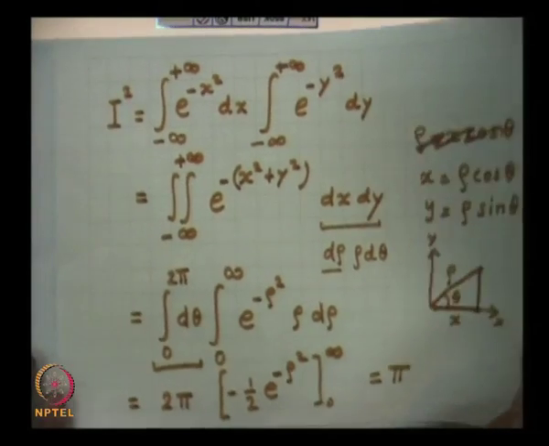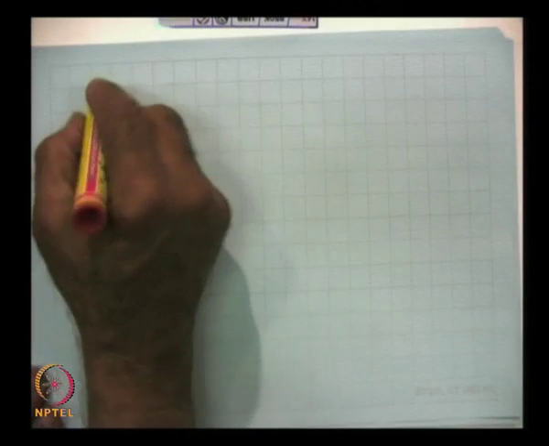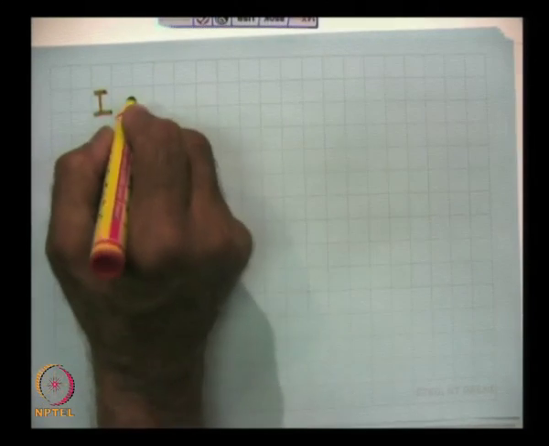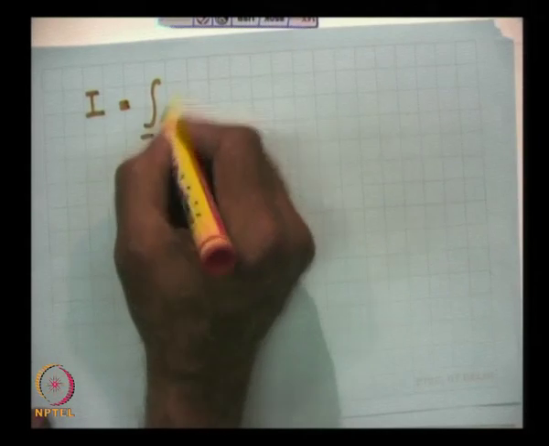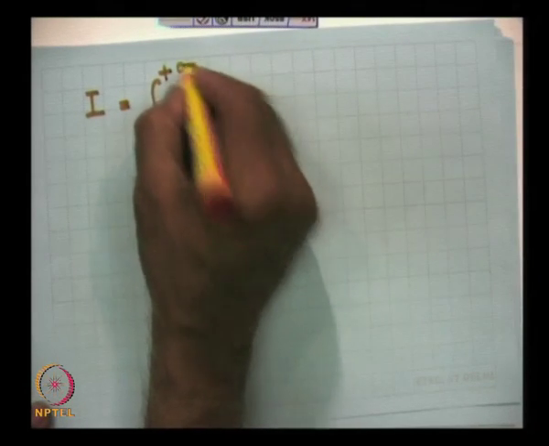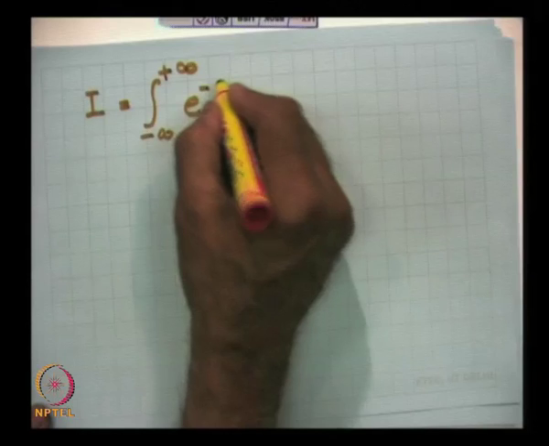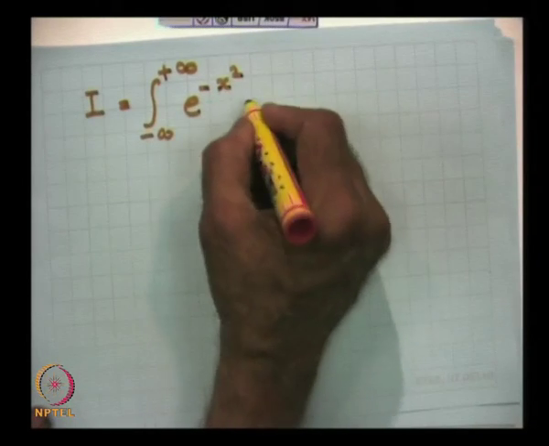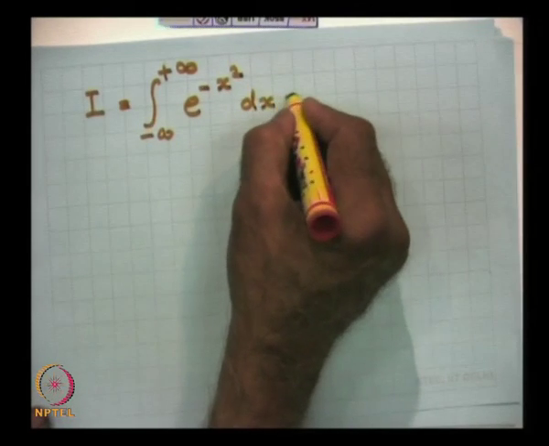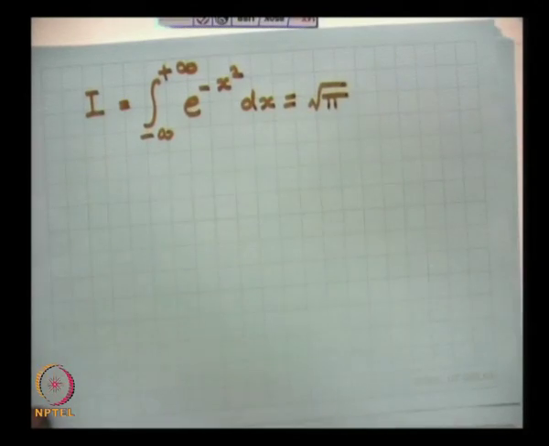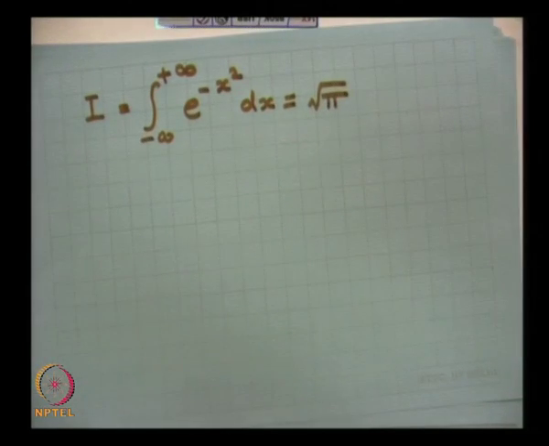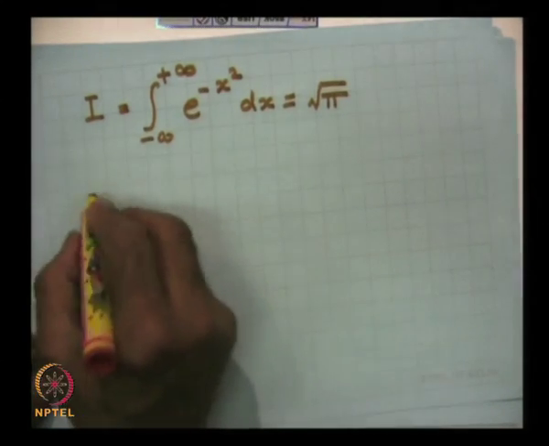So, I obtain the result that I is equal to, this is a very important integral which I would like all of you to remember, and we will use this very often. E to the power of minus x square dx is equal to under root of pi. I square was pi, so I is under root of pi. Using this, we can now evaluate this integral.